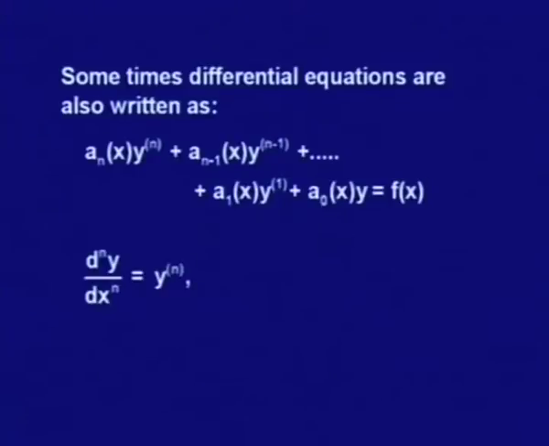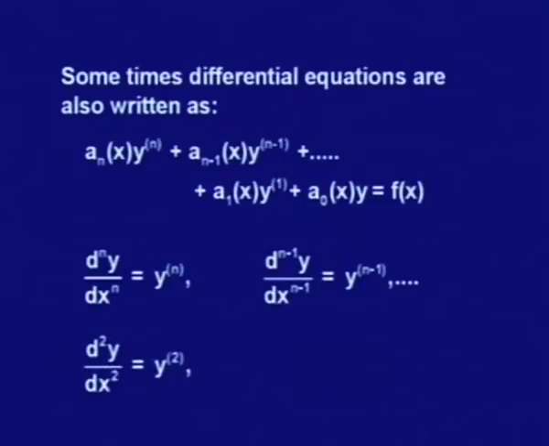Similarly, for the n minus 1th derivative, we have used the notation y_{n-1}, and so on; for the second derivative y_2, and for the first derivative y_1. These notations are used so that it is convenient in writing. So, this is also one way of writing differential equations, and these notations are used for convenience.